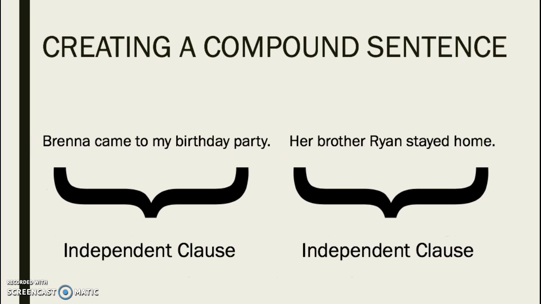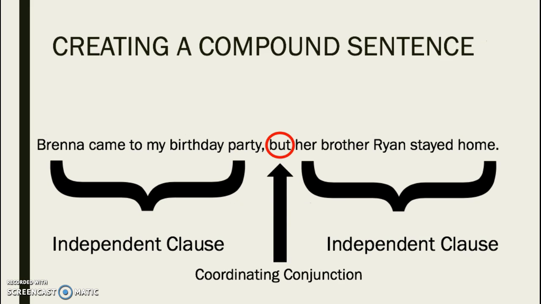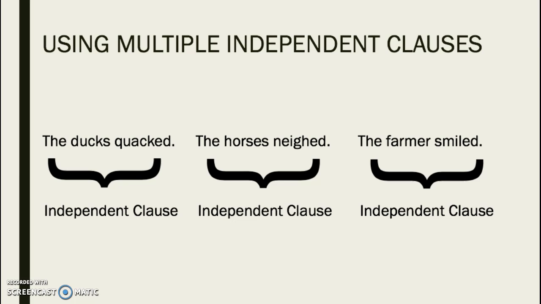And here's another example. Again, we have two independent clauses that can function on their own. The first one, Brenna came to my birthday party, and the second one, her brother Ryan stayed home. To join the two clauses together to form a complex sentence, we trade the period after the first clause for a comma and add our coordinating conjunction after that. So now we have a full compound sentence that reads, Brenna came to my birthday party, but her brother Ryan stayed home.